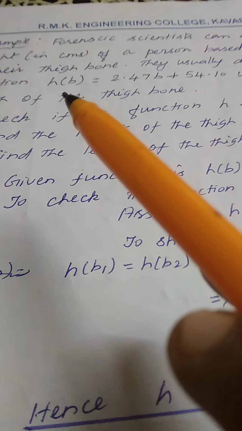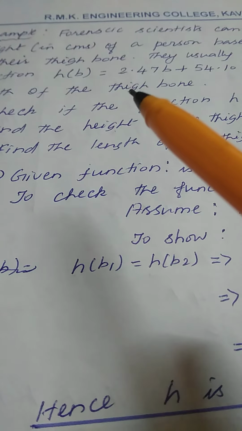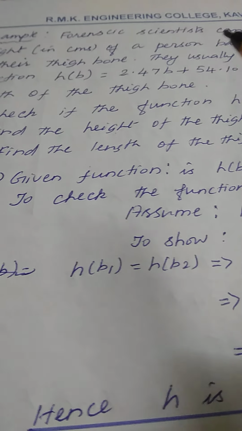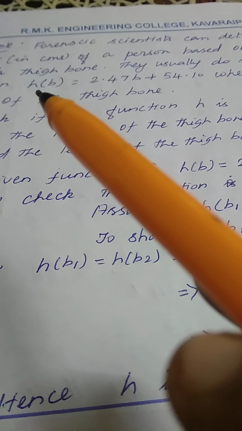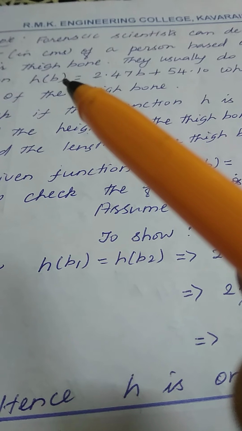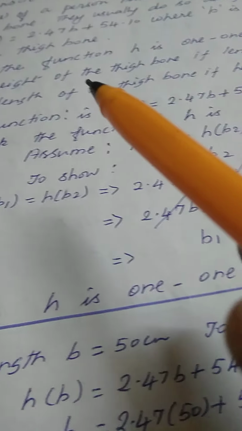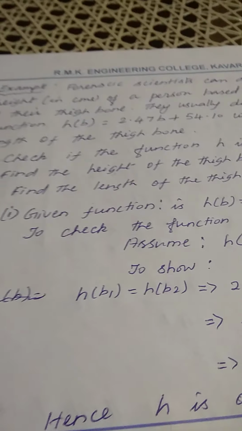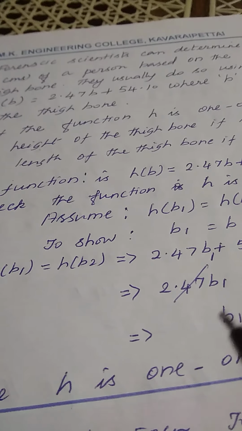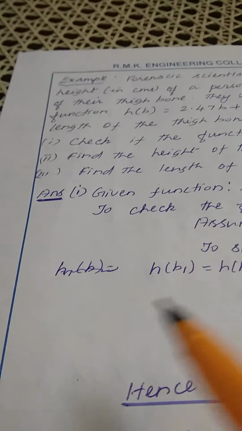So here, instead of the function f of x, it is given h of b is equal to 2.47b plus 54.10. What is h here? Height of the thigh bone. What is b here? Length of the thigh bone. Question: what do we have to find here? Check if the function h is 1 to 1. Second question: find the height of the thigh bone if the length is 50 centimeter.